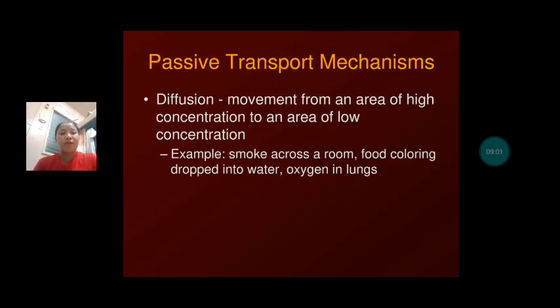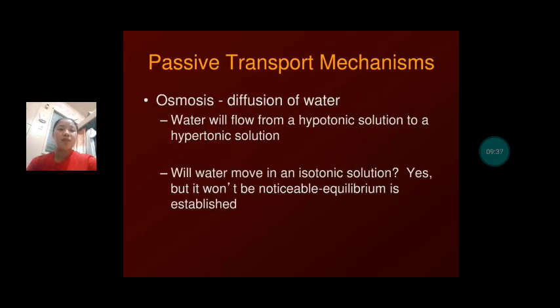Passive transport mechanism: diffusion. Diffusion is the movement from an area of high concentration to an area of low concentration. Examples of this are smoke across a room, food coloring dropped into water, and oxygen in the lungs. It is the movement from high concentration to an area of low concentration.